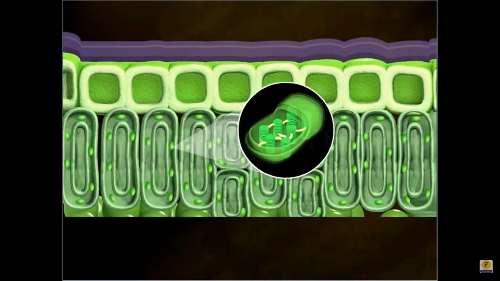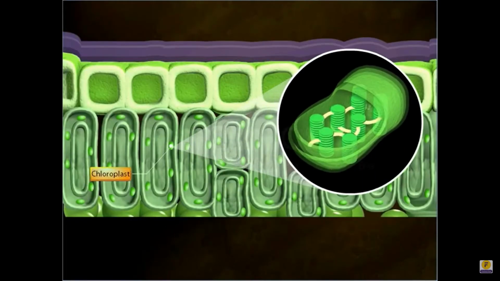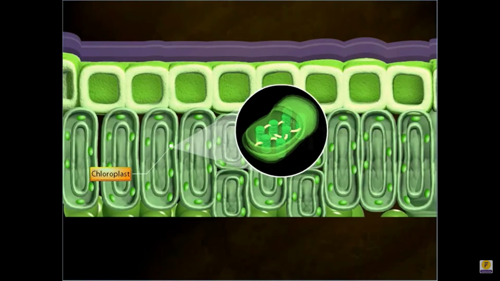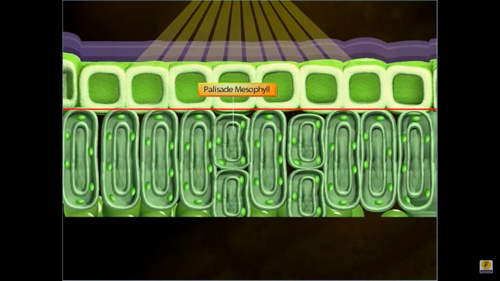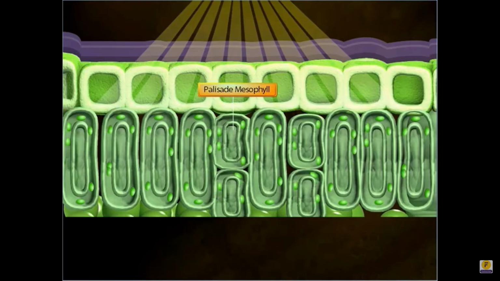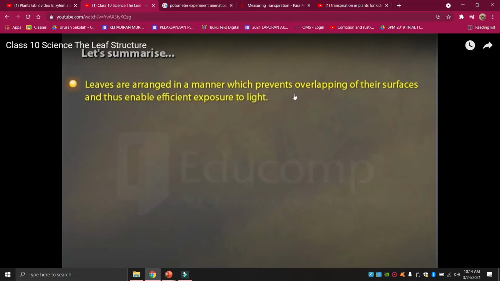Photosynthesis takes place in chloroplasts. They are oval-shaped structures which contain chlorophyll. So this is the chloroplast. More chloroplasts are situated in the palisade mesophyll, which, as I did tell you, lie perpendicular to the epidermis, thereby increasing the surface area exposed to the light. They absorb light and move towards those parts of the cells which receive more light energy for the process of photosynthesis. Let's summarize. Leaves are arranged in a manner which prevents overlapping of the leaves. I hope you can understand, right?